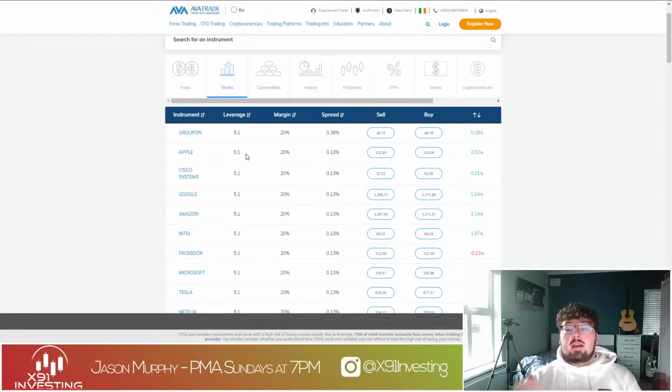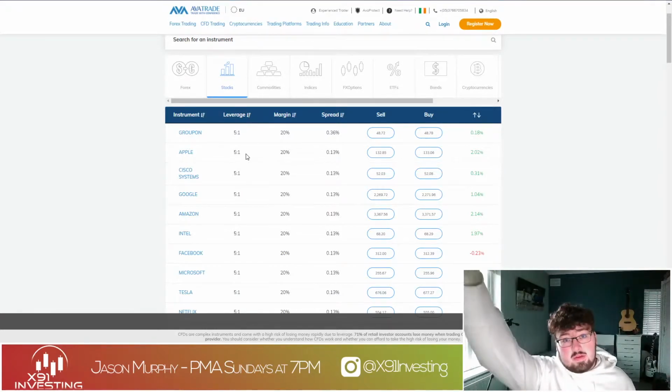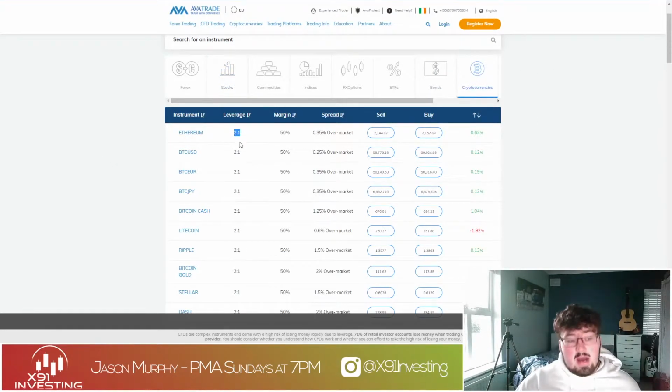And then basically with leverage, if anyone doesn't understand what leverage is, it amplifies your profits, but it also amplifies your losses. So if it's 5 times, if you make 5 times the profits, you could also lose 5 times the amount. But if you're using good risk management, you're not going to lose as much as you would if you're not using risk management. So cryptos, you can do 2-to-1.